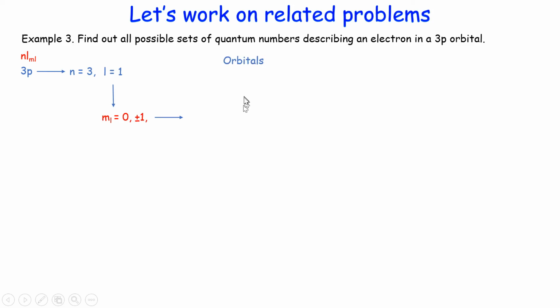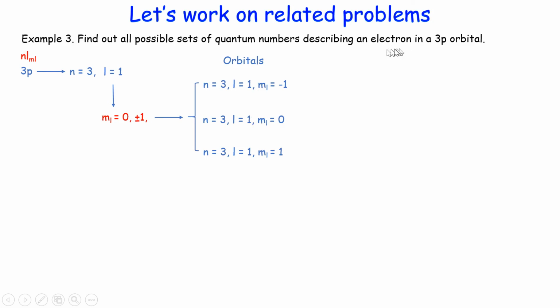And then let's take a look at those orbitals. Remember, the orbitals are described by 3 quantum numbers, n, l, and ml values. Okay, the first one, n equals 3, l equals 1, ml equals -1. And then the second orbital, ml equals 0. The third orbital, ml equals 1. Those are the orbitals. How about electrons?